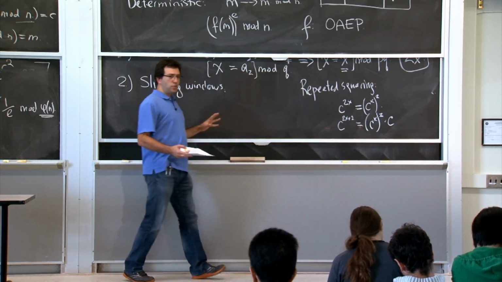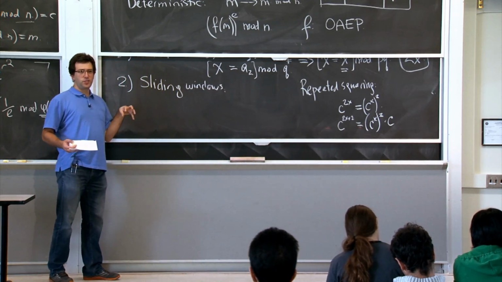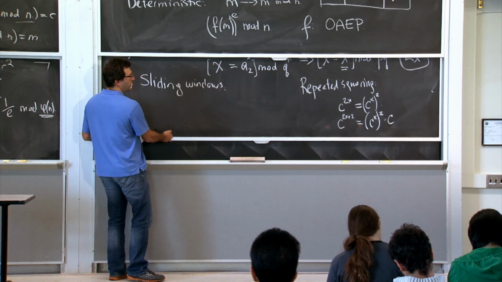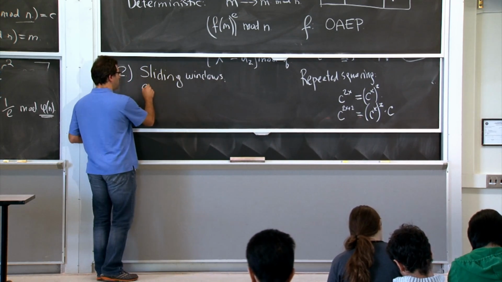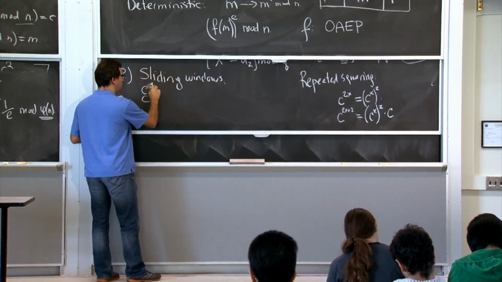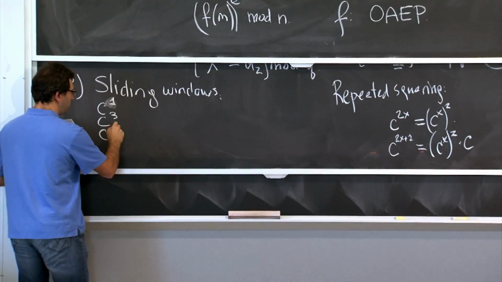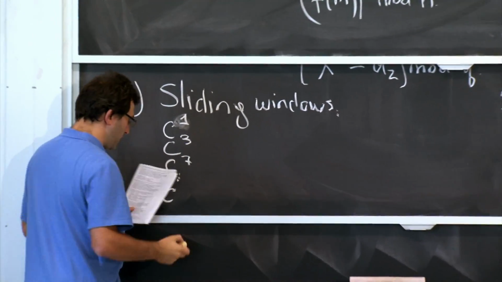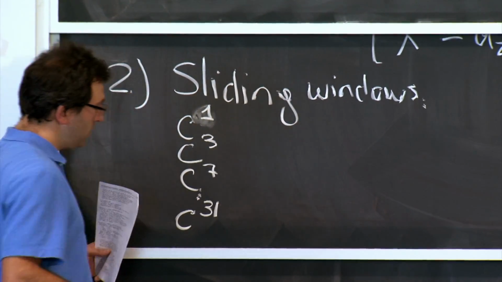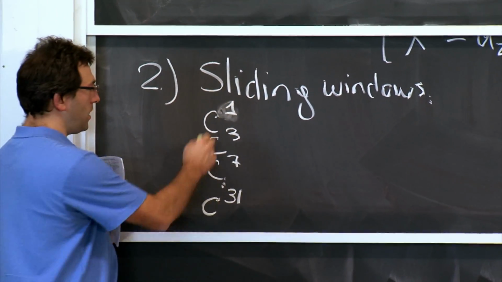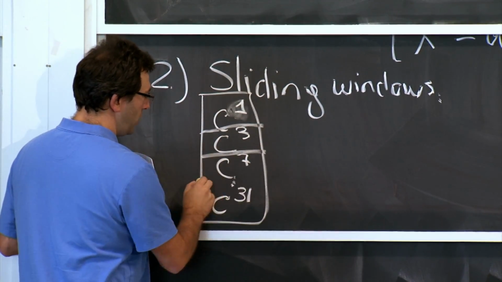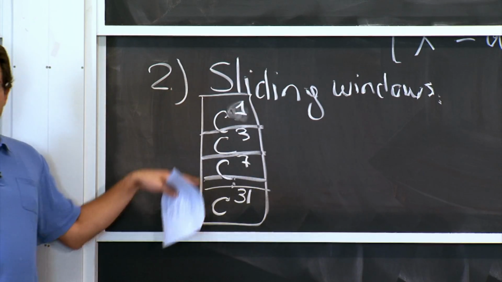So the plan is to pre-compute different powers of C. We're going to generate a table that says, here's the value of C to the 1, here's the value of C to the 3, C to the 7, and I think in OpenSSL, it goes up to C to the 31st. This table is just pre-computed when you want to do some modular exponentiation. You're going to pre-compute all the slots in this table.